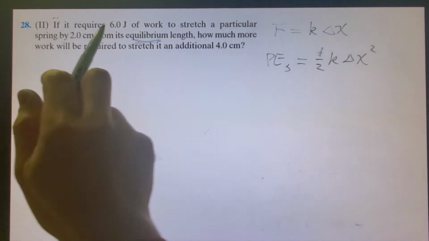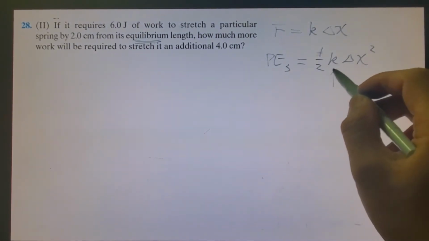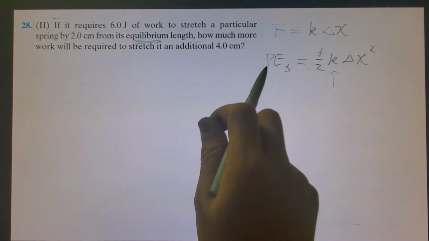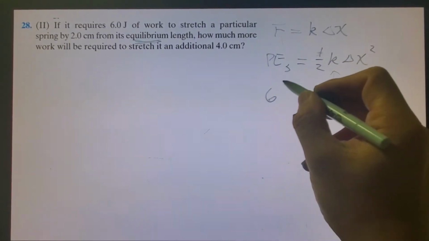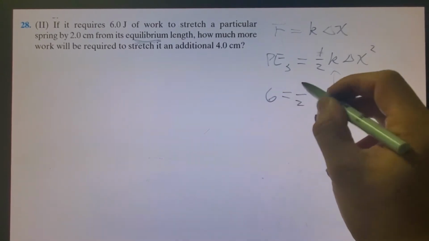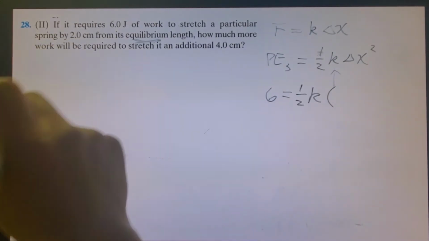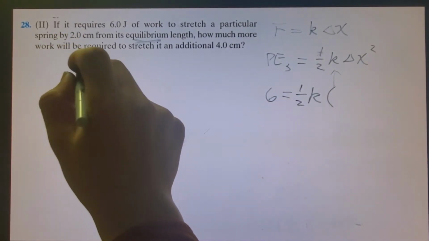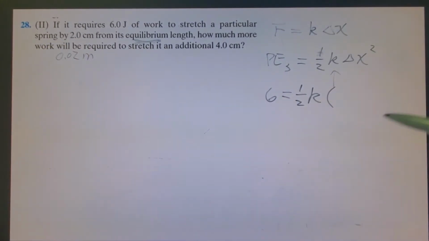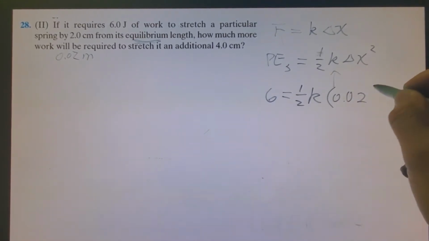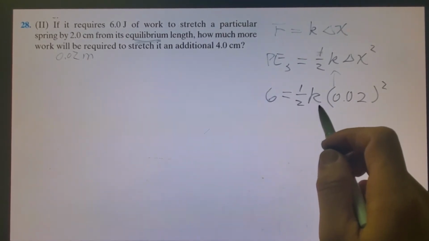So based on these conditions given, can we figure out what the spring constant K is? So the energy, I'm going to plug in here, energy is equal to 6 joules, is equal to half times K times delta x squared. What is delta x? 2 cm. But can we use the unit cm? No, we need to use the standard SI unit. So it will be equal to 0.02 meter squared.